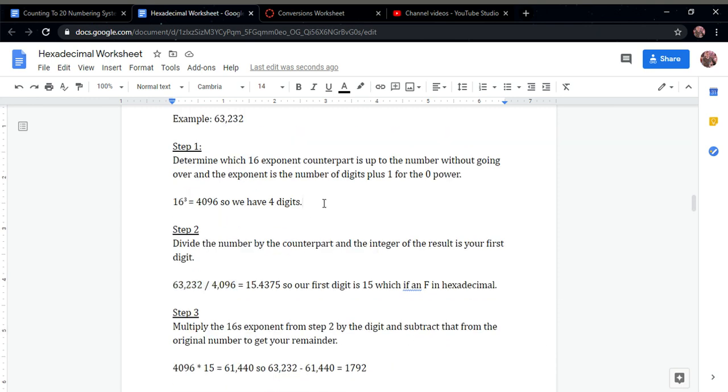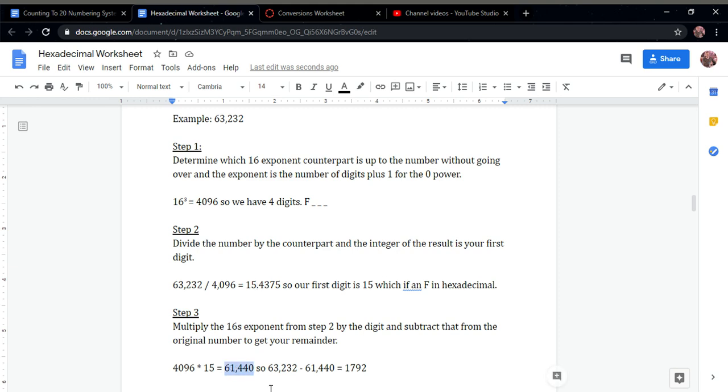So up here, I'm going to draw my 4 blanks again. We can erase this one and write an F, because in hexadecimal, 15 is an F. So we write an F there. Then we basically have to multiply and subtract. So we multiply 4,096 by 15, and we get 61,440.